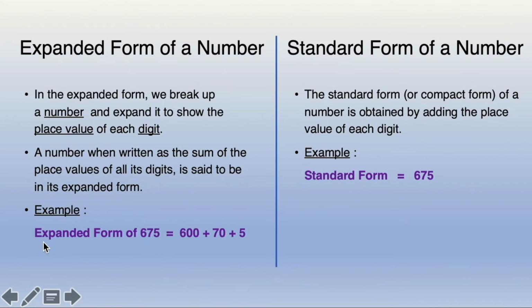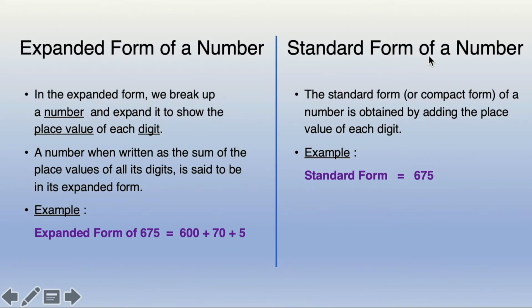So, over here we have the number 675. Now, the expanded form of this number is the sum of the place values of each of the digit, that is digit 5, 7 and 6. So, starting from the highest place, the place value of digit 6 is 6 multiplied by 100, so 600. Add place value of digit 7, which is 7 multiplied by 10, so 70. Add the place value of digit 5, which is 5 multiplied by 1, so 600 add 70 add 5. This is the expanded form of this number.